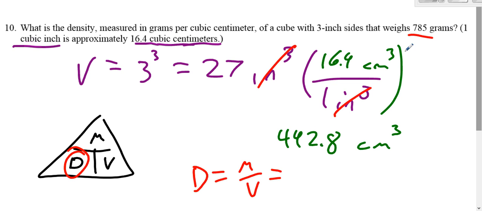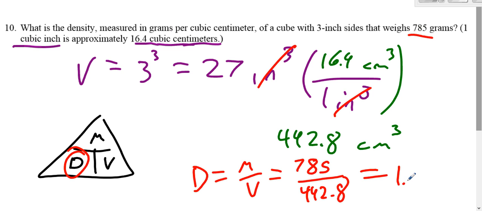So we're going to take the mass, 785, divided by the volume, 442.8. About 1.8 grams per cubic centimeter.